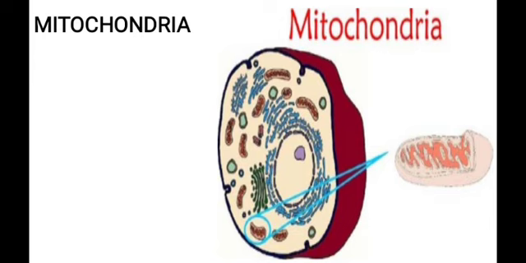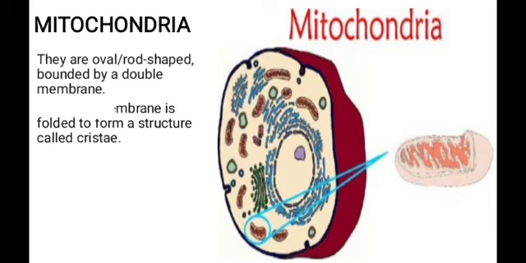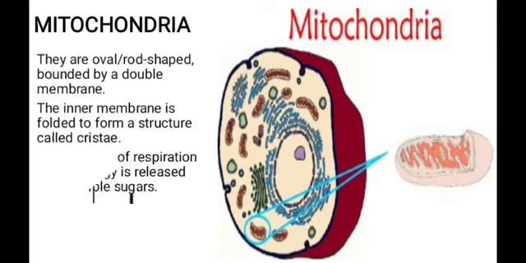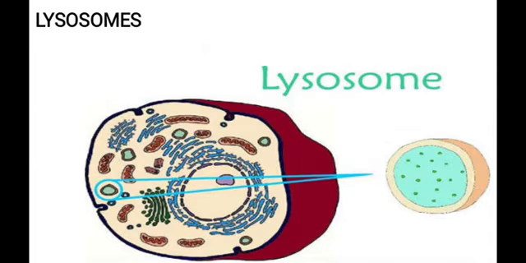Next one is mitochondria. Mitochondria is also known as the powerhouse of the cell. They are oval or rod shaped, bounded by a double membrane, and the inner membrane is folded to form a structure called cristae, and they are the site of respiration, where energy is released from simple sugar. As I said earlier, it is described as the powerhouse of the cell.